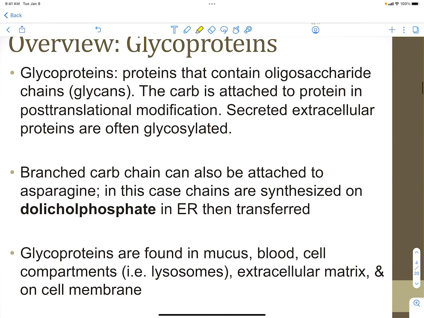Now, glycoproteins are going to have chains of sugars called glycans, and you're going to add those carbohydrates in a post-translational modification, meaning that after or while the protein is being translated, you're going to have addition of sugars. Now, your carbohydrate chains can be simple or they can be branched. If they're synthesized in the endoplasmic reticulum, they're going to be attached to an asparagine residue. And we're going to use dolichol phosphate in the ER to transfer these sugars to the asparagine residues. Glycoproteins, again, are going to be very important on the cell surface, and they're found in pretty much every tissue.